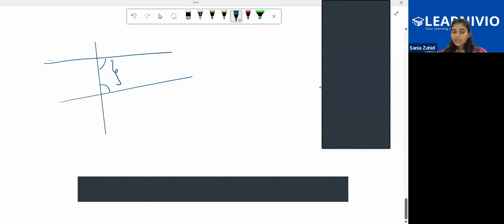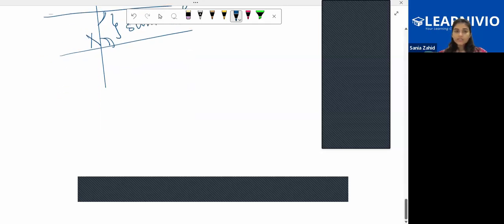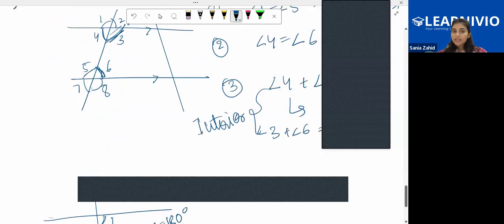Like this is the same side. It's not like one is here and the other is here. It's not the case. They are on the same side. That means the sum of both the angles is 180. Understood? Yes, ma'am. So that is why angle 3 and angle 6 are lying on the same side and are interior angles, so the sum is 180. 4 and 5 also are on the same side. They are interior angles. That is why the sum is 180.